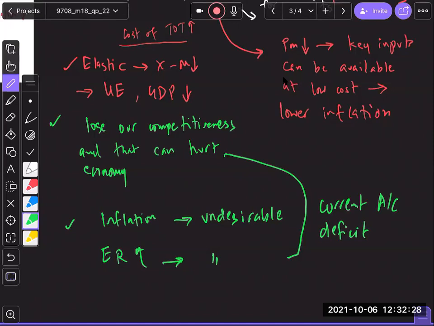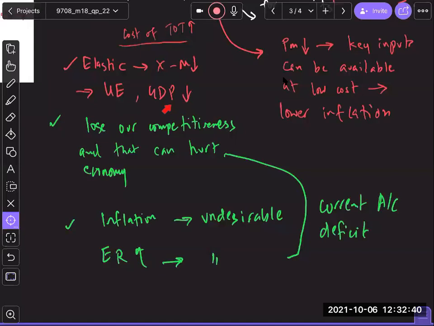Imported inflation, why would that be the case? Yes, exactly. I wrote that, Madhya: unemployment and GDP may fall. Make sense, guys? Now, give me a conclusion, guys. I want a conclusion from you. Tell me what conclusion would you write? Guys, take 2 minutes and tell me the conclusion.